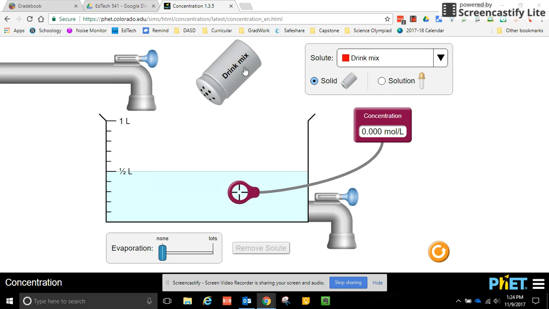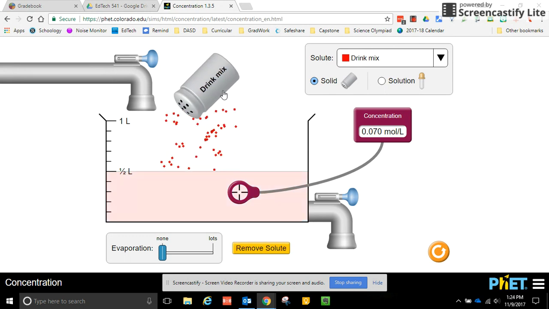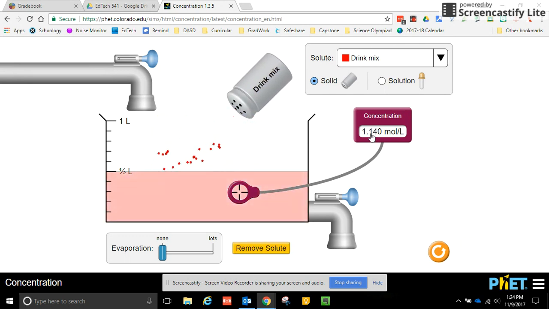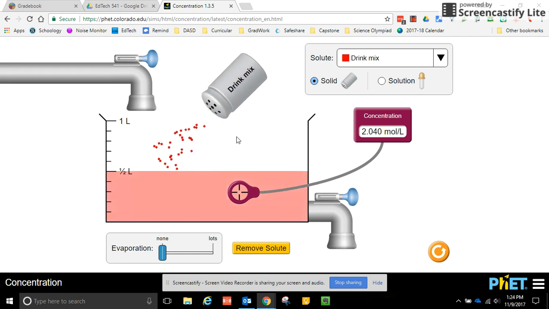But we're going to start out just looking at the drink mix. So you shake it, put some in, and you can see the concentration increases the more you add in, which is a good explanation. But if you add more solvent, let's say water, that concentration then decreases. So I think that's a really good representation of what's happening when we are doing solution chemistry.